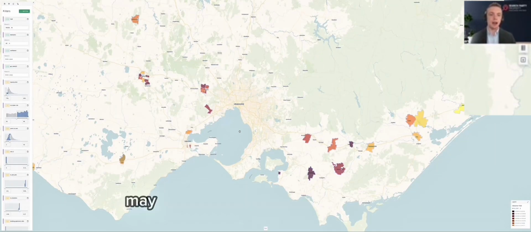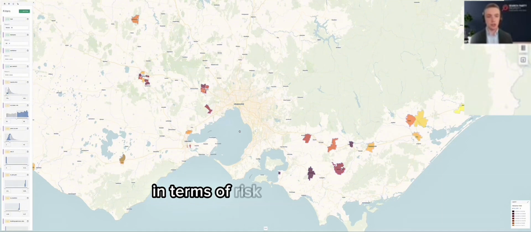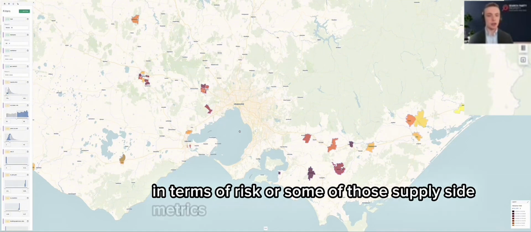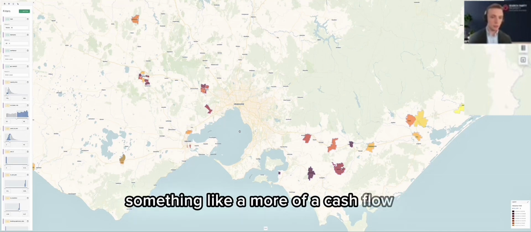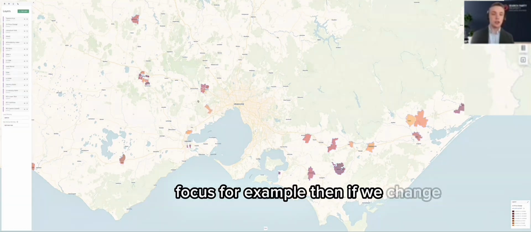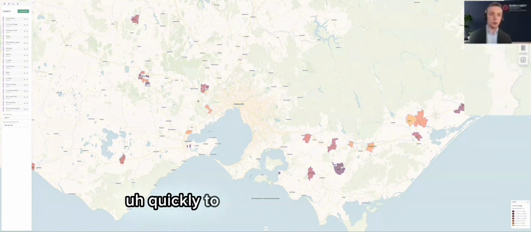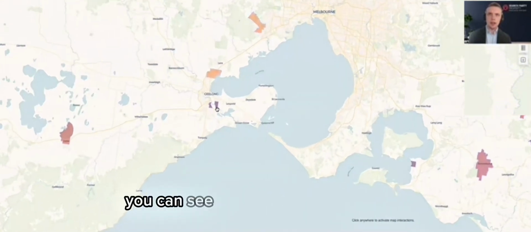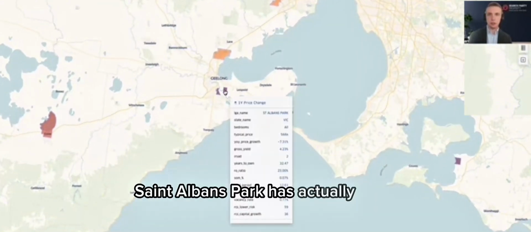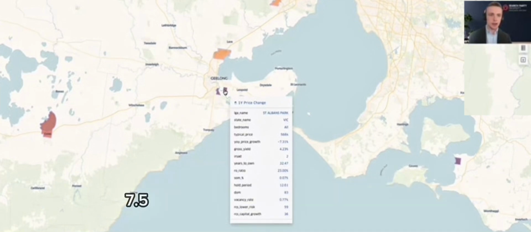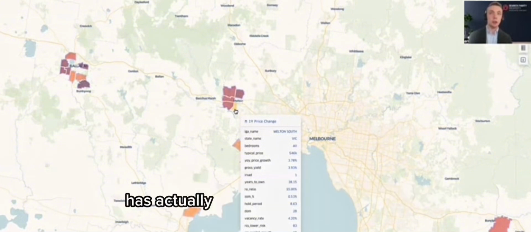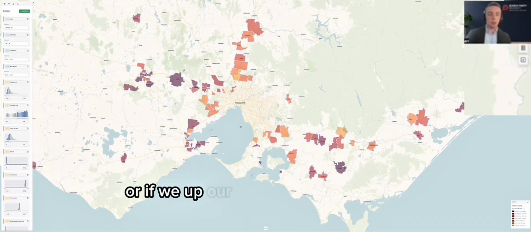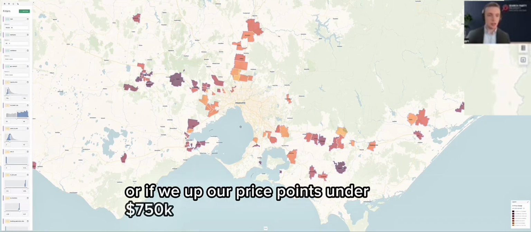Even though some of these areas may have a fairly comparable profile in terms of risk or some of those supply side metrics, we may still prefer one over the other for something like more of a cash flow focus, for example. Then if we change the color coding quickly to price change in the past year, you can see that St Albans Park has actually fallen by about 7.5% over the past year, while Melton South, which we were just looking at, has actually risen marginally by almost 4%.